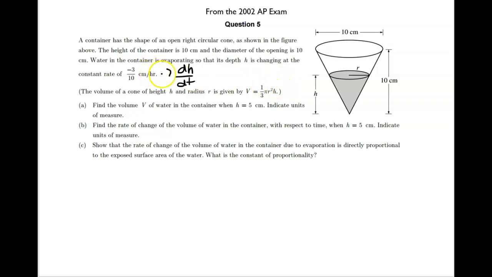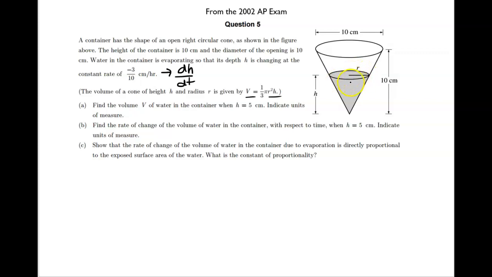Notice it also gives me the volume formula here. So that formula is given to me. That will be important. Part A asks us to find the volume V of the water in the container when the height is 5, indicate units of measure. And so we'll have to do a little bit of thinking about this here.